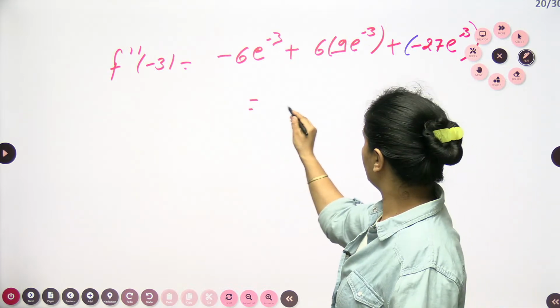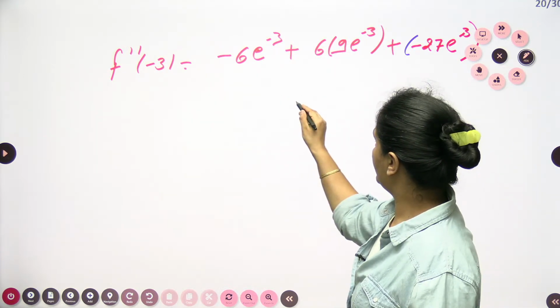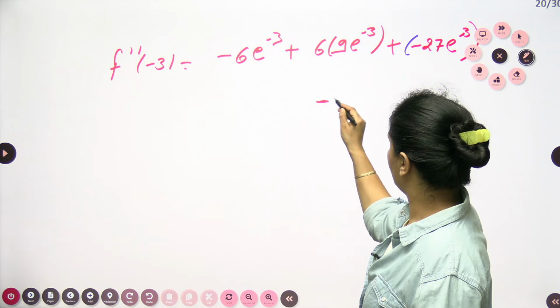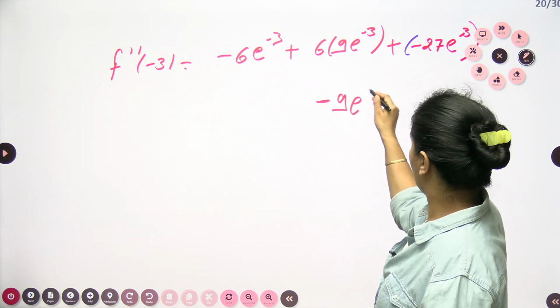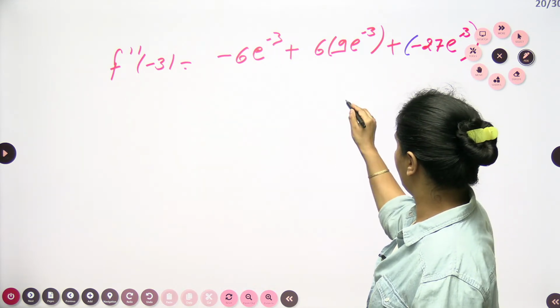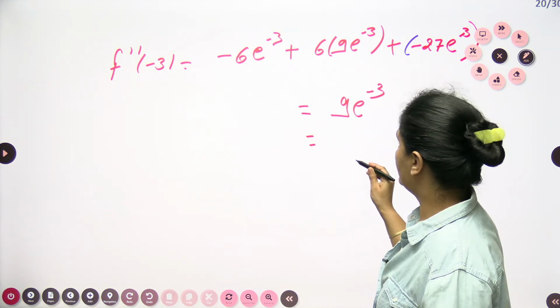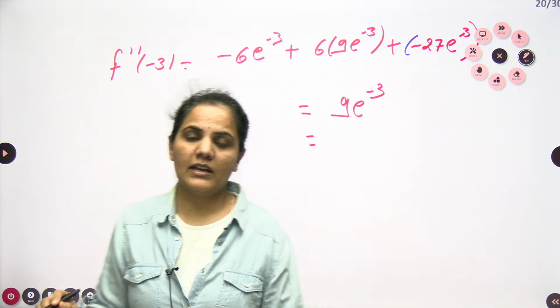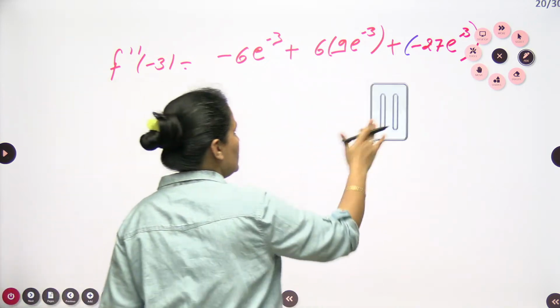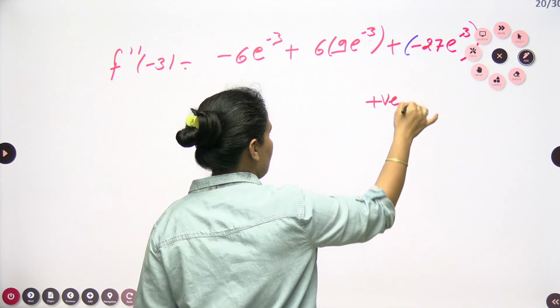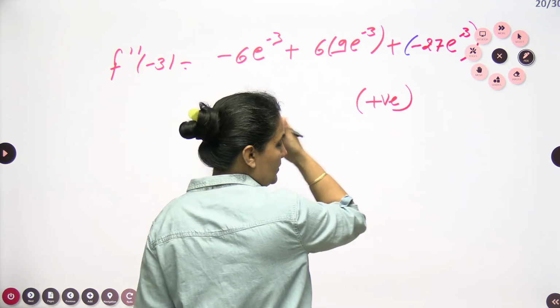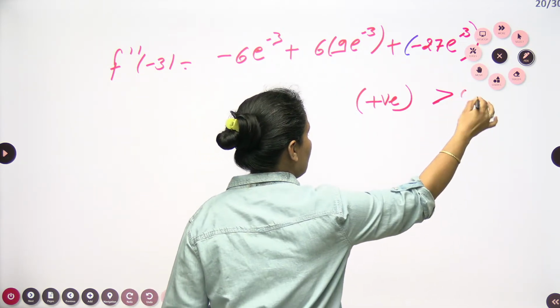So when I put the value here, this will be negative, but e to the power whatever it is, here we are having the value as 9 e to the power minus 3, and when you check now, this will give you the positive root. Whenever you approach directly, you can check, and it will give you the positive root. Positive root means greater than 0.